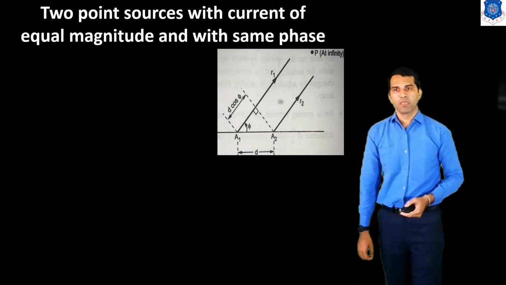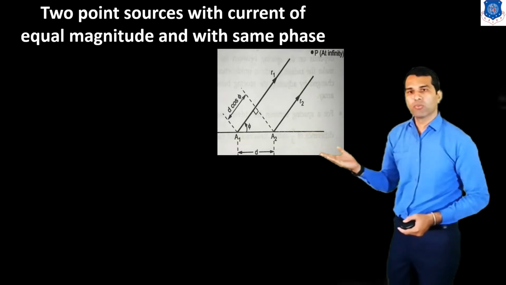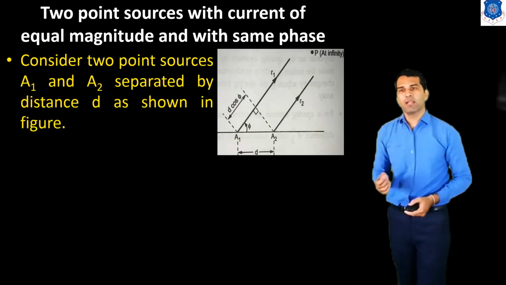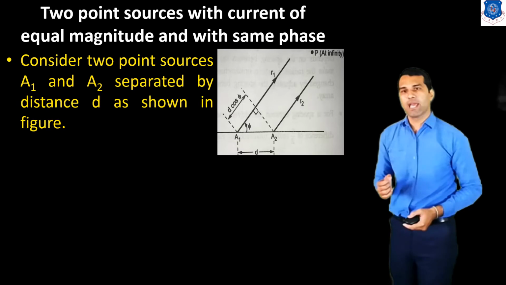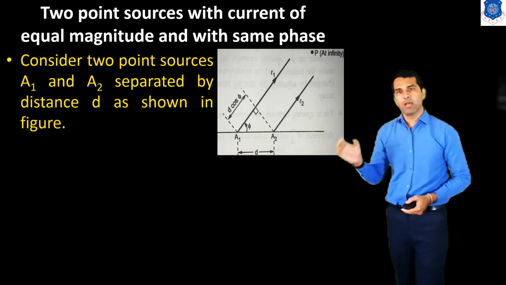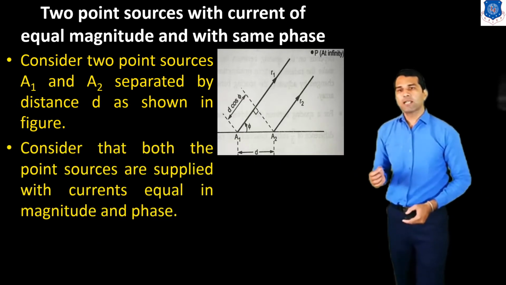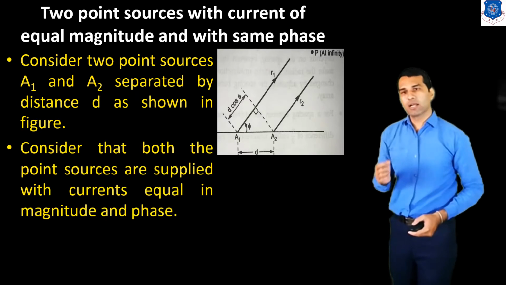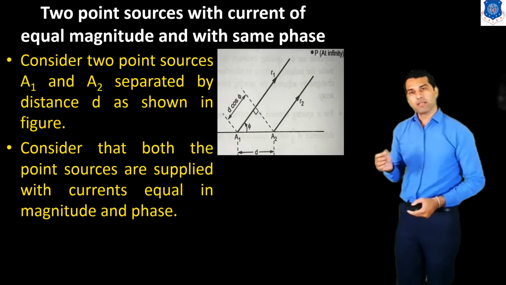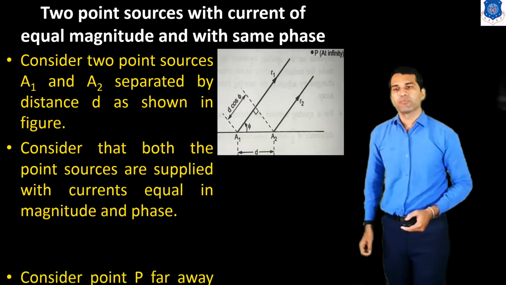Here is the figure for this. A1 and A2 are the two point sources we consider here. Consider the two point sources A1 and A2 separated by a distance d as shown in the figure. The distance between these two sources is d. Consider that both point sources are supplied with current equal in magnitude and phase. This is the condition for us.